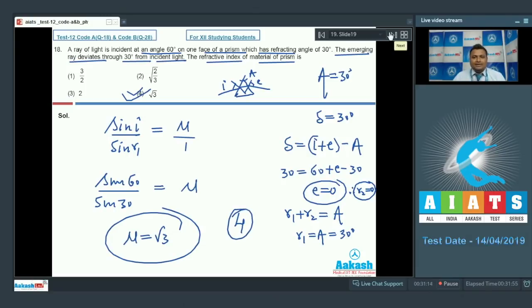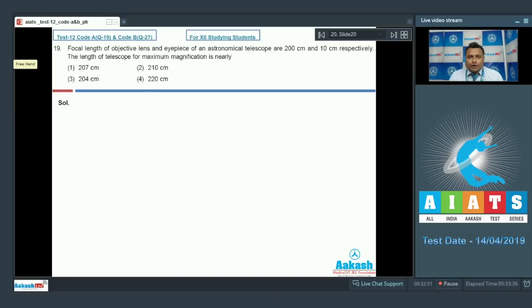Now move on to the next, that is 19. Here is question number 19 everyone. Focal length of objective lens and eyepiece of an astronomical telescope are 200 cm and 10 cm respectively. The length of telescope for maximum magnification will be nearly. Now we know very well, maximum magnification is possible when final image is formed at least distance of distinct vision.